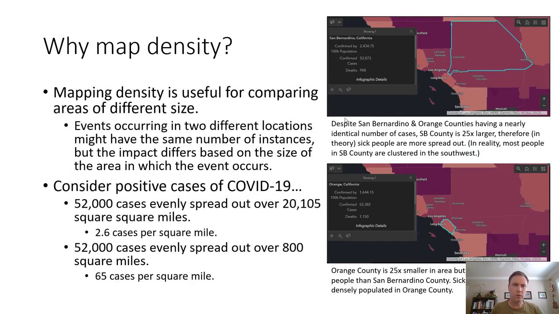Okay. So mapping density is useful for comparing areas of different size as well. Events occurring in two different locations might have the same number of instances, but the impact differs based on the size of the area in which the events occur. Before I get into the examples, because they're fairly specific, I just want to go back to the idea of farmers, right?